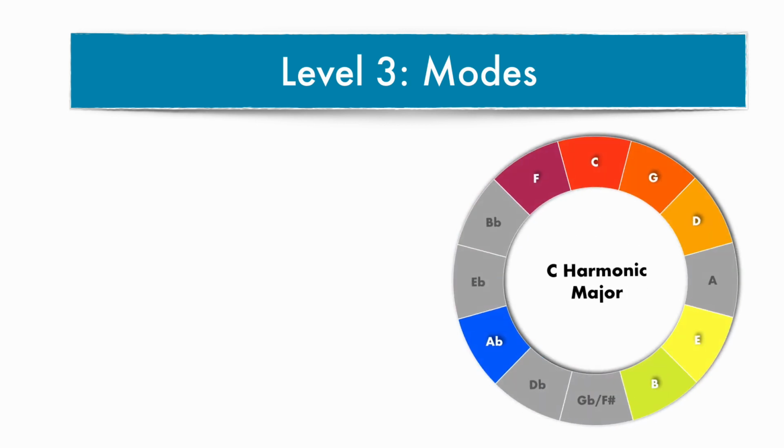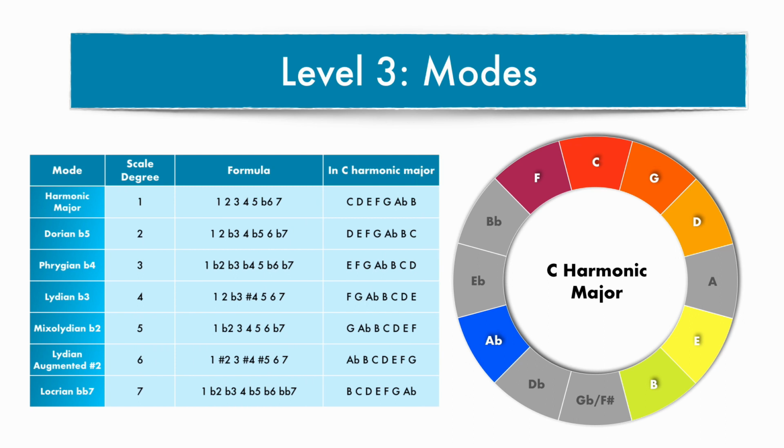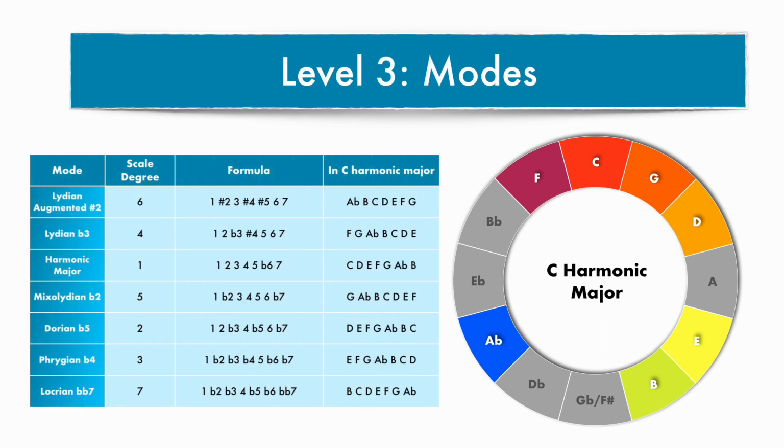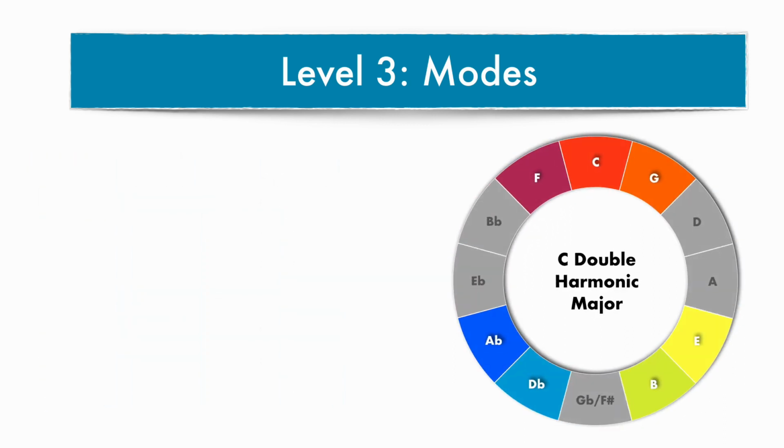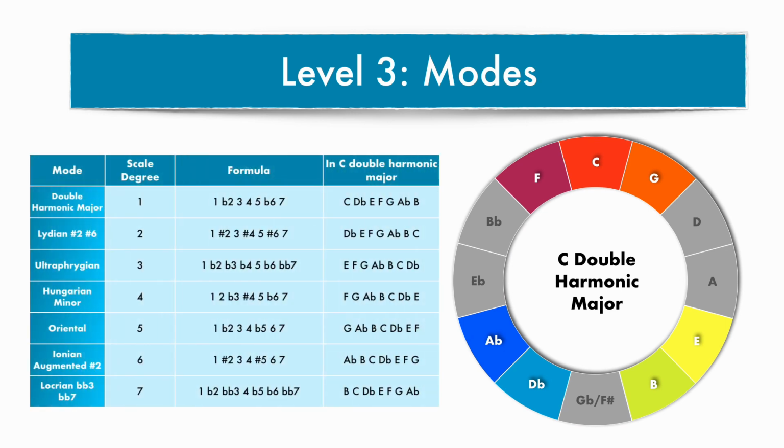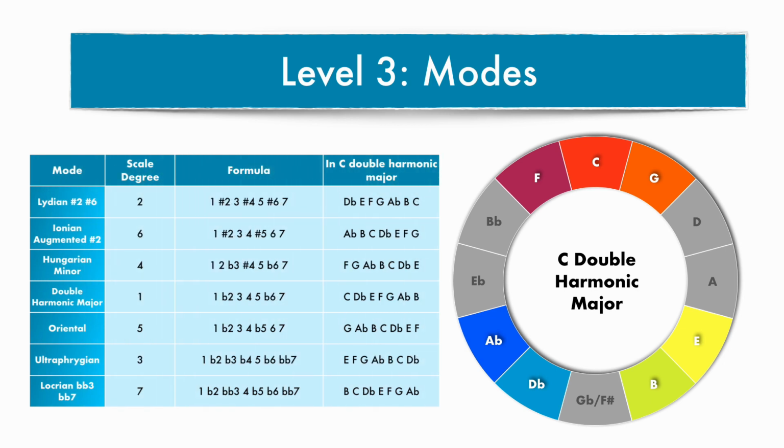C harmonic major looks like this around the circle of fifths. When we reorder the modes, not numerically but from west to east, we get this. And lastly, C double harmonic major. And from west to east, we go D flat, A flat, F, C, G, E, B. And we reorder the modes to get this.